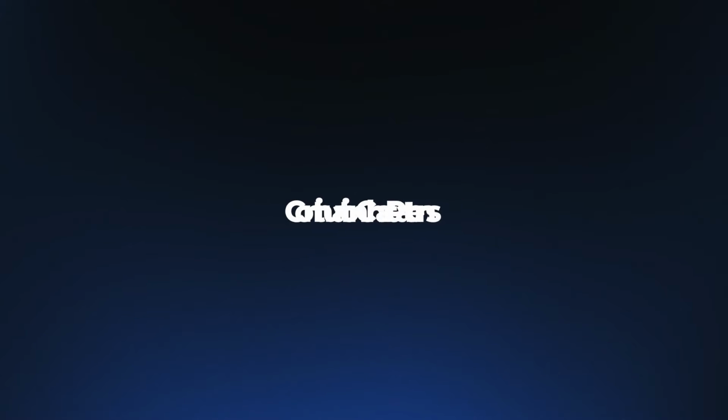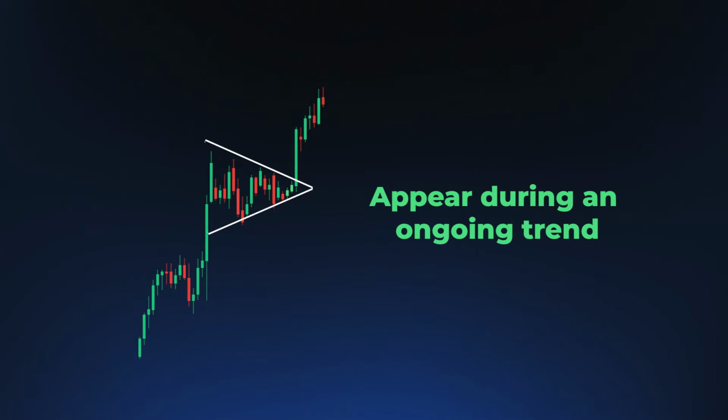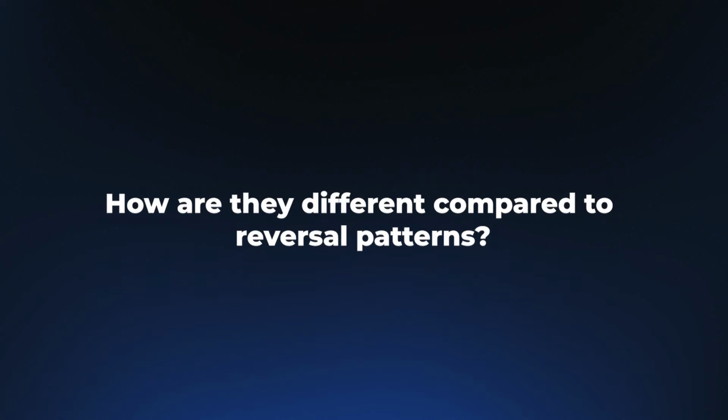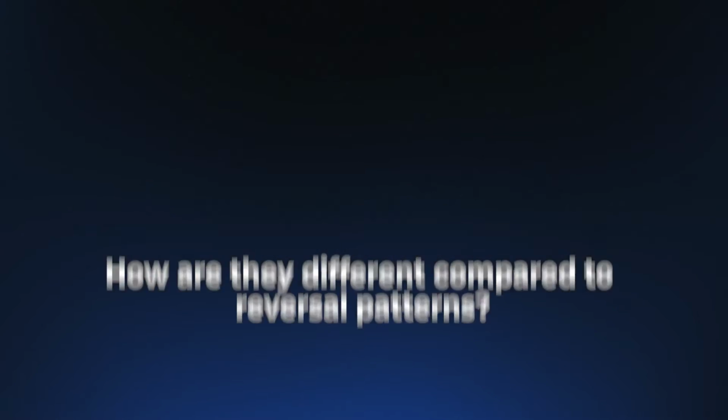Now let's talk about continuation chart patterns. They appear during an ongoing trend, indicating that the current trend will likely continue. They typically consist of 2 or more candles showing a brief pause before the trend resumes. How are they different compared to reversal patterns?